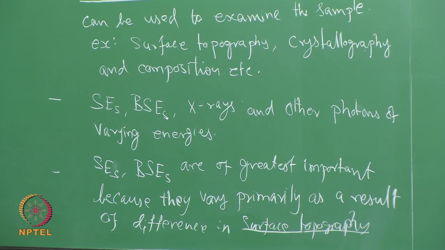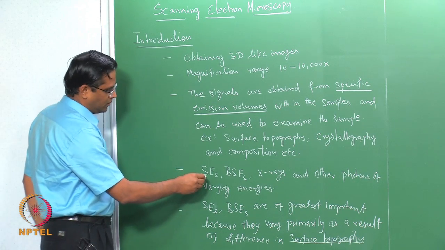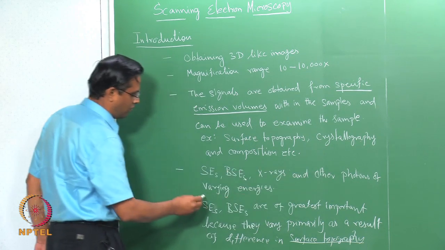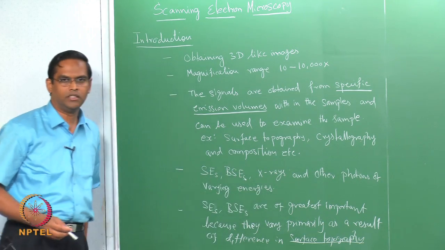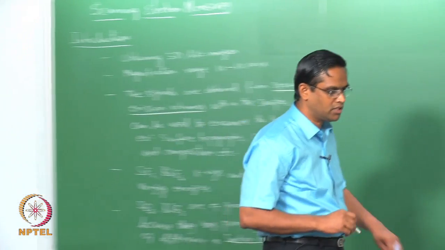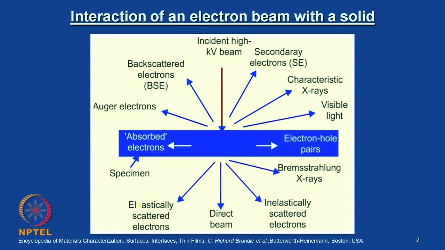So what are the typical signals we are going to get from the SEM? Secondary electrons, backscattered electrons, X-rays and other photons of varying energies. Just look at that slide again, what I have just shown here: secondary electrons, backscattered electrons, characteristic X-rays and other photons of varying energies. Each radiation will have very specific energies which we will talk about.